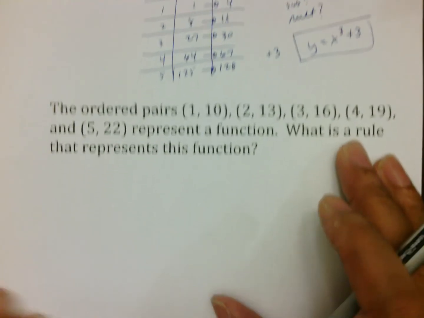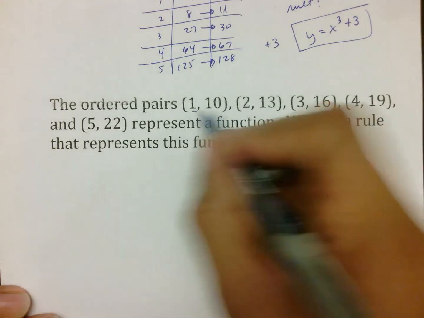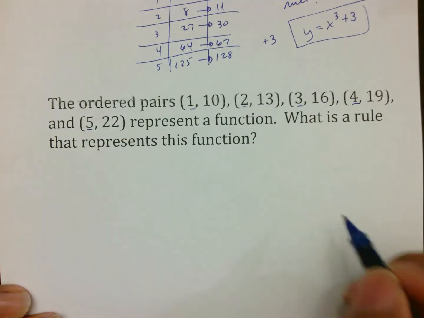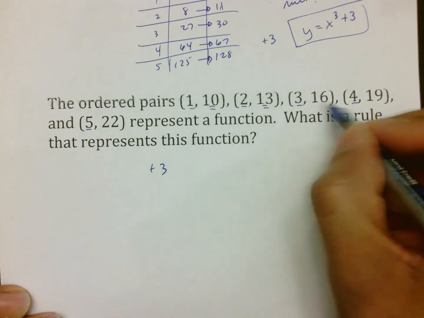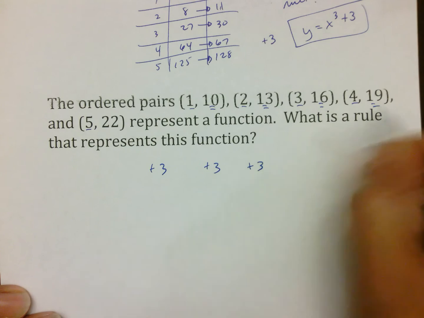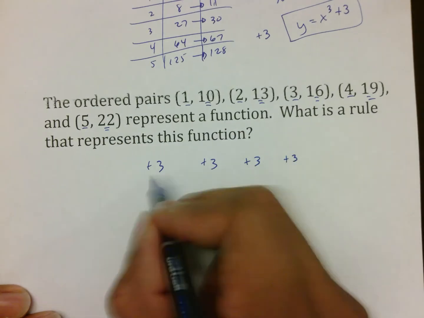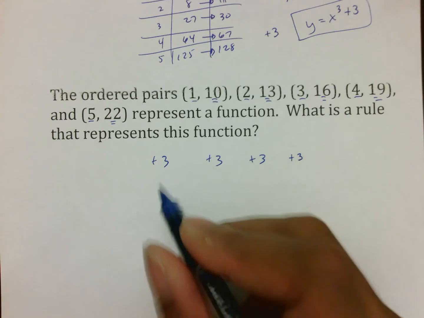One more example. The ordered pairs (1, 10), (2, 13), (3, 16), and so on represent a function. First off, again, they want a rule. Check to make sure your independent values are going up by 1, which they are. Now, 10 to 13 is plus 3. 13 to 16 is plus 3. 16 to 19 is plus 3. 19 to 22 is plus 3. Notice that this is a regular pattern here, which means that we are not going to use a table.